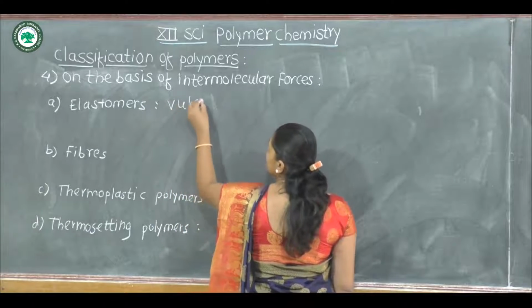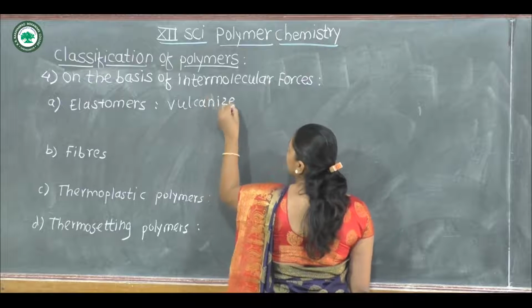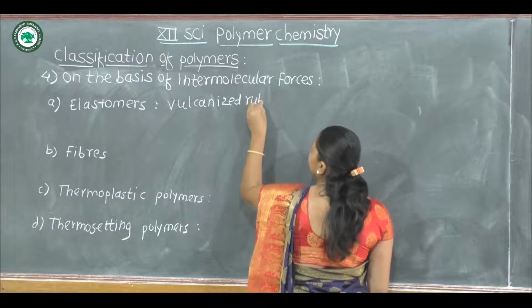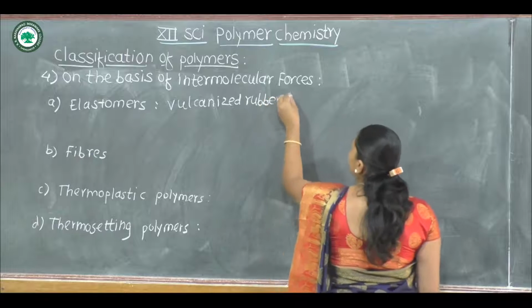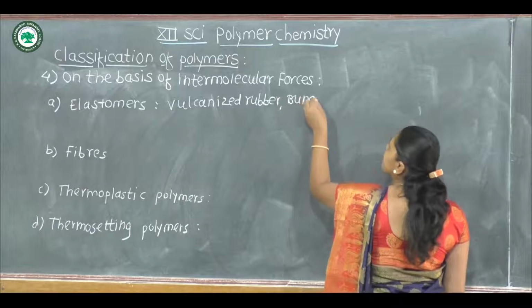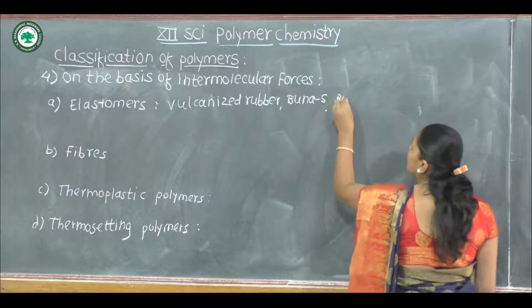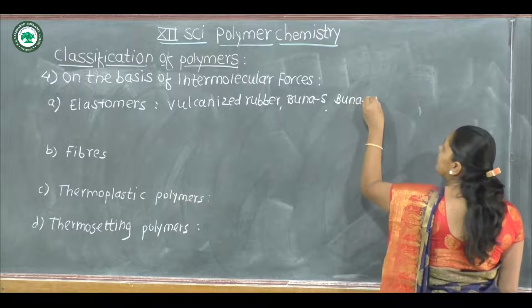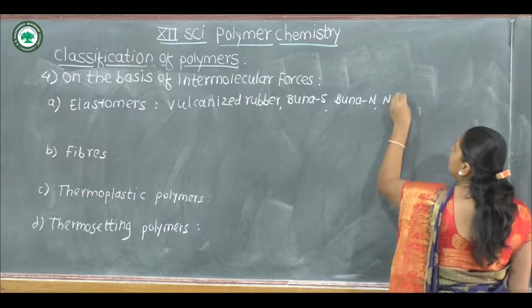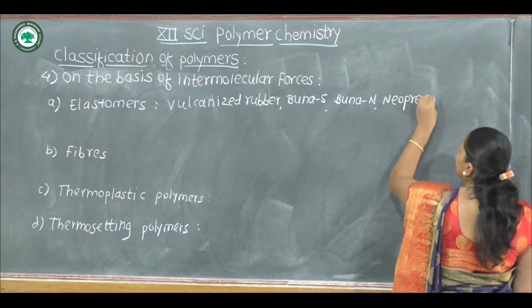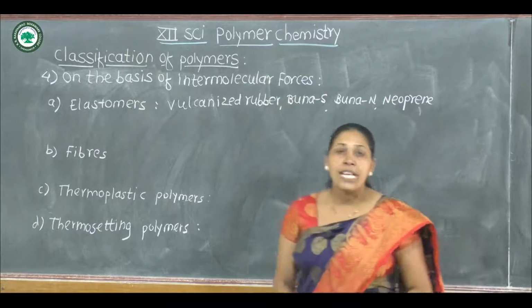Vulcanized rubber, Buna S, Buna N and neoprene are the examples of elastomers.